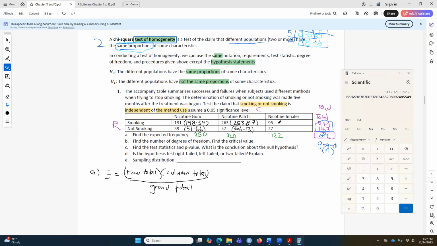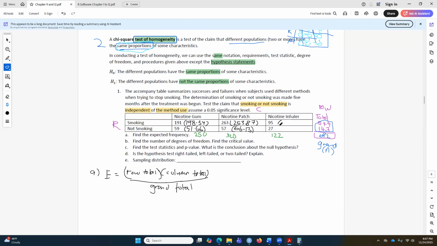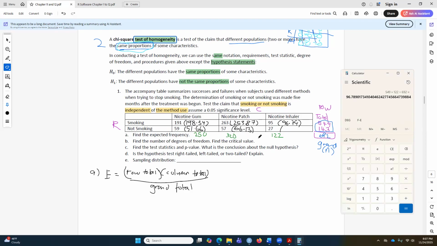And you do the last two. The last two is those who smoke, 549 total. Those who use the nicotine inhaler, the total is 122. And you divide this by 692. So this is expected to be 96.79. And for the last one, you do the same thing. The total of those who do not smoke, 143, those who use the nicotine inhaler, 122, multiply them, and then divide this by the grand total of 692. That is 25.21.